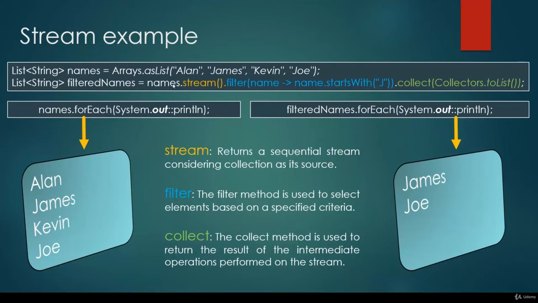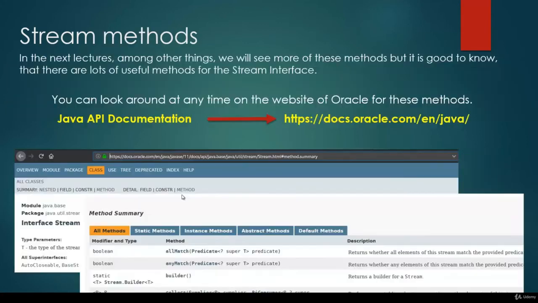Okay, so this is how we can get the stream, this is how we can perform an intermediate operation, and this is how we can perform a terminal operation. As usual, you can check the Java API documentation if you want to check the exact methods as far as streams are concerned. Of course, in the coming lectures, we are going to talk about them on a one-by-one basis.